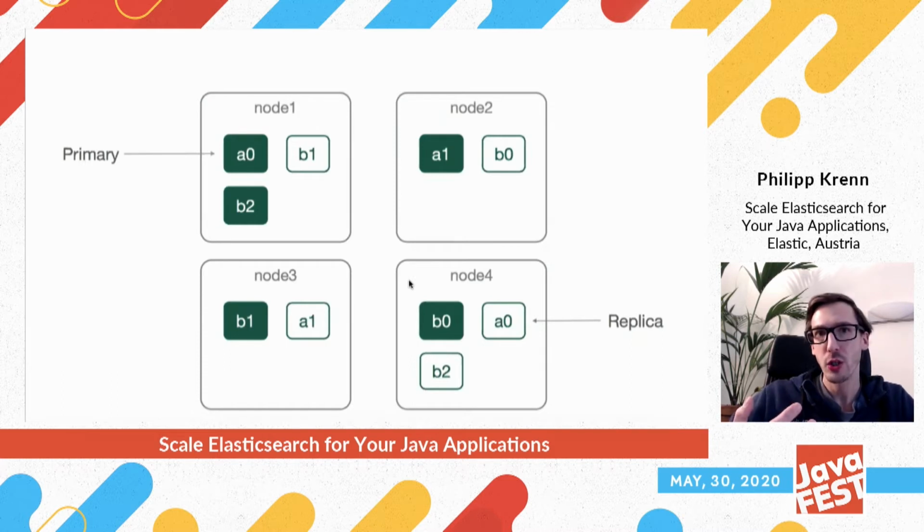For read operations, you would normally use replica shards, because a read operation or any search operation in Elasticsearch could be served from either a primary or any replica shard. So the more replicas you have, the more places you could use to actually do your read operations. So that's the general idea.